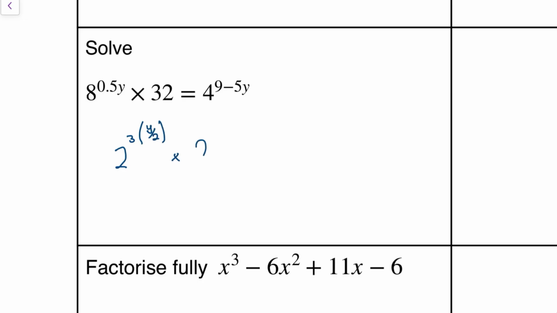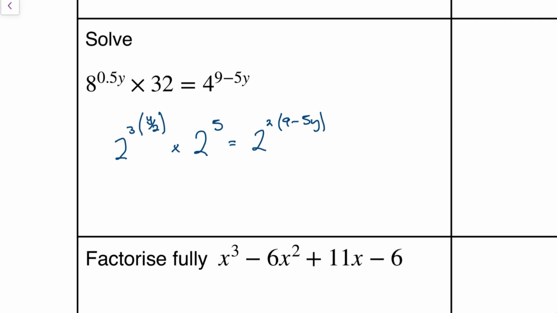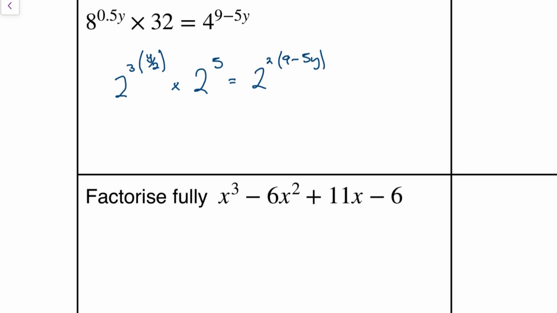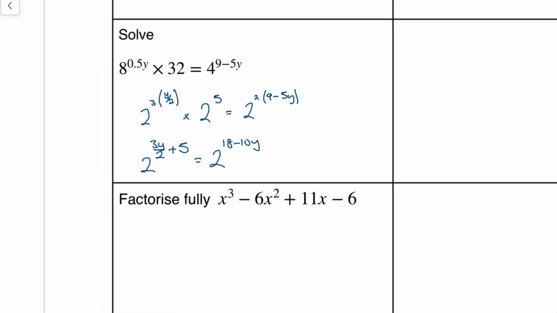And I'm multiplying that by 2 to the power of 5, which is 32, equals 2 squared times 9 minus 5y. And I can actually at this stage just do it all in one and get rid of the 2's. But let's just do the step in between and tidy it up slightly. So that's going to be 3y over 2, times means add the powers, so plus 5 is equal to 2, expand the brackets, 18 minus 10y. And now I'm going to zoom out a little bit.